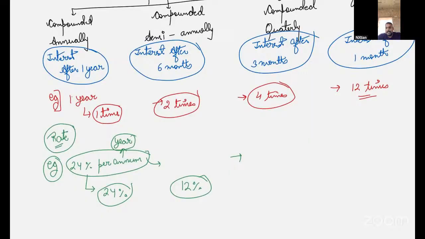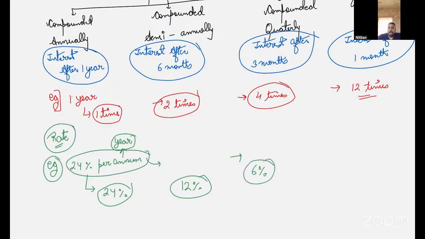So 24% per annum is there, which is per year. Now we are not calculating the interest after 1 year. It is after 3 months we are calculating, meaning 4 times in a year. So what rate will you take? 6%. Yes. Why? Because 24% is for the year, not for the 3 months. So it will be 6%.